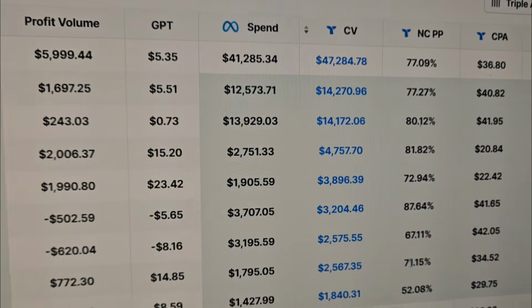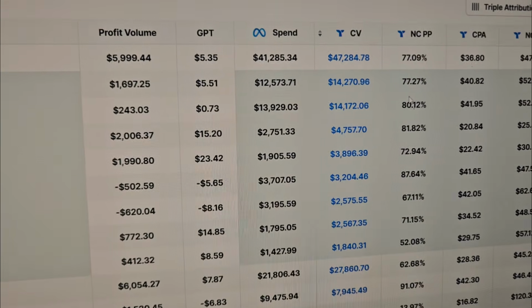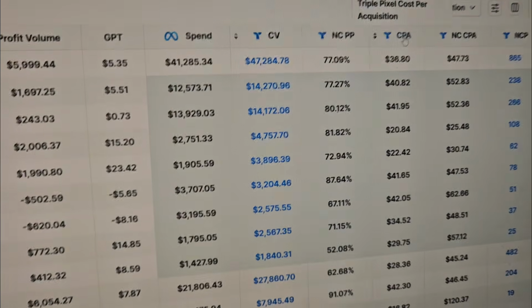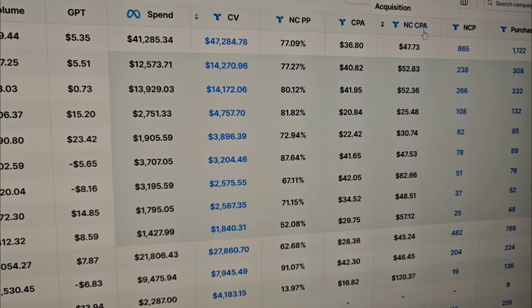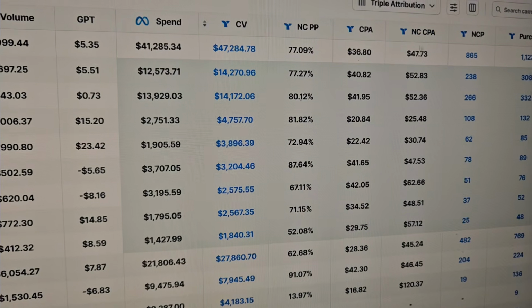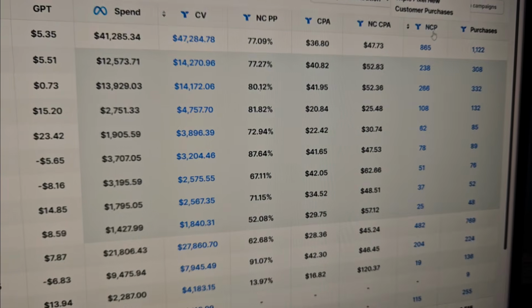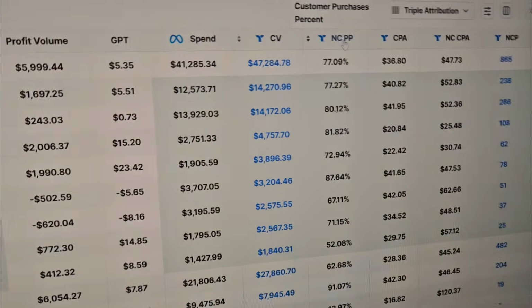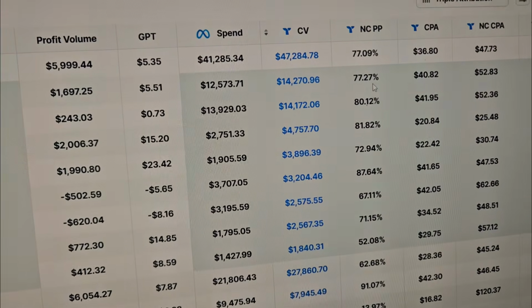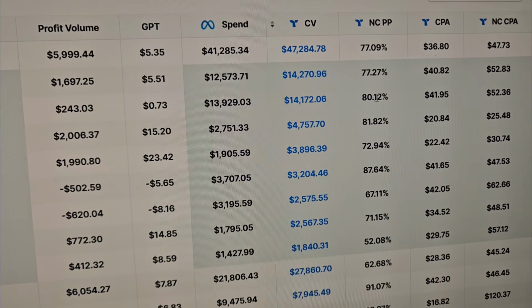So I can kind of tell, is this ad getting new people? Because I want new people. I want to keep growing the business. Customer acquisition cost, cost per action, and then new customer acquisition cost per acquisition. And then the amount of new customer purchases, and then the amount of regular people purchases. So a lot of times I'll come here and look at which one's a high percentage of new people. So I'm like, oh, 81%, 80%.